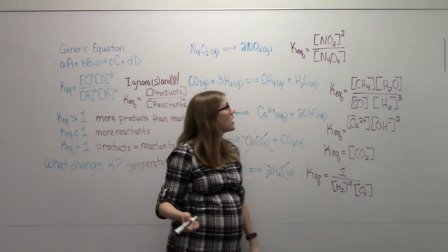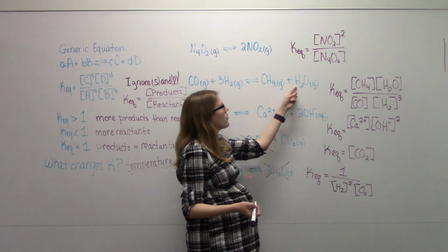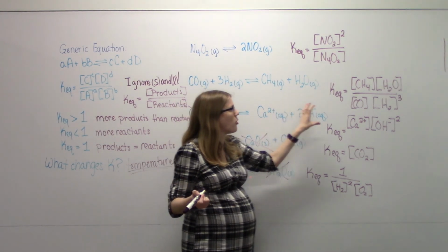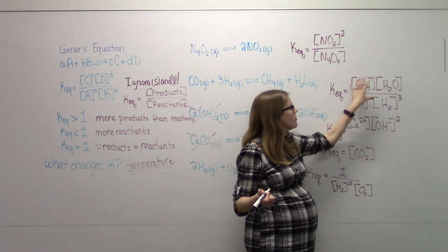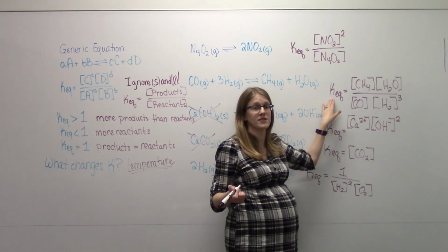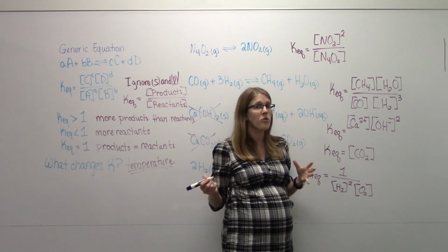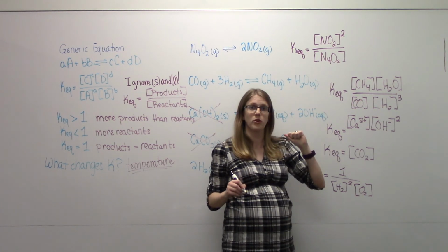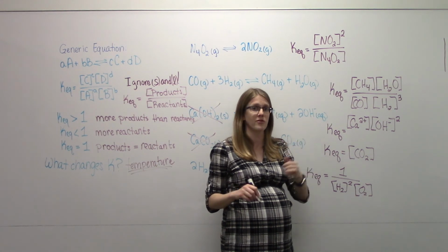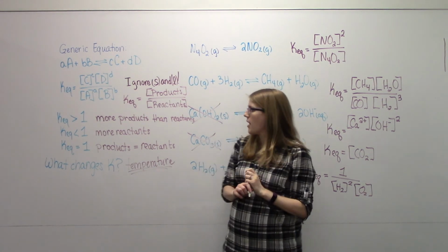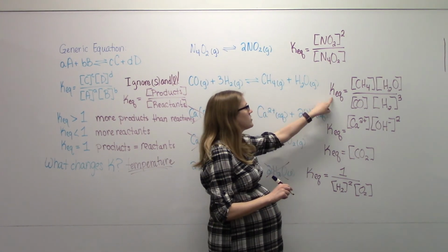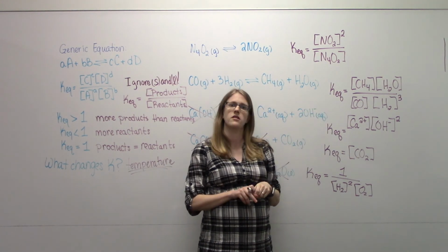So if I change the concentration of water gas, water vapor, it would ultimately switch and move around in order to keep K constant. And that's actually how it moves around and how it switches is Le Chatelier's principle, and that's the next topic we're going to be talking about probably tomorrow. But temperature is the only thing that actually changes this numerical value. It's very important that you know that.